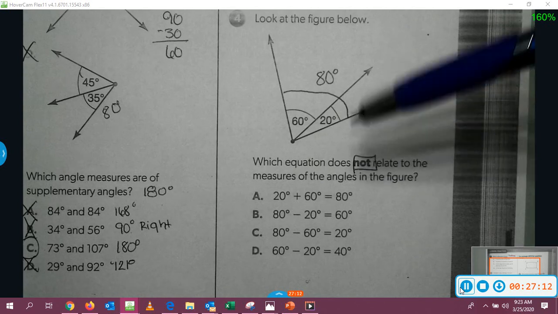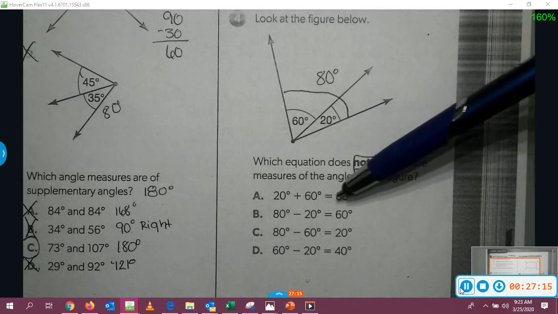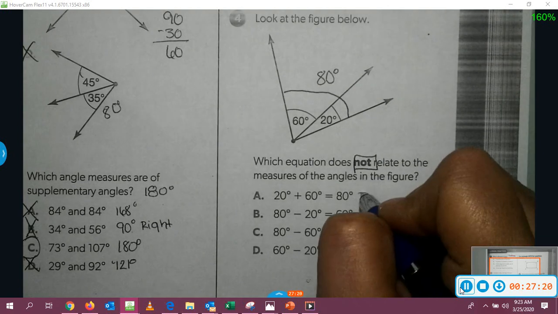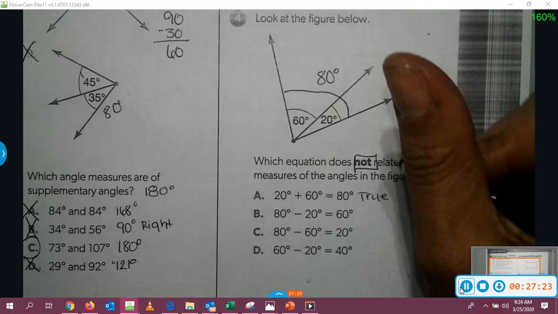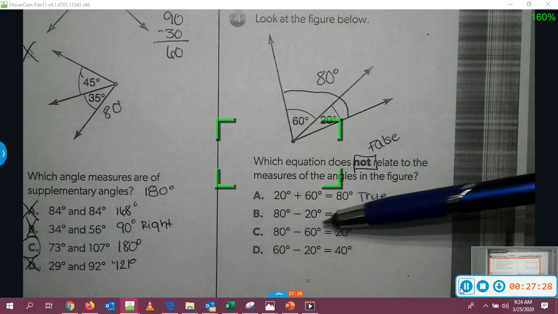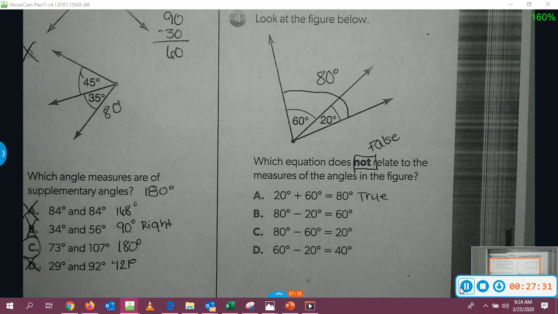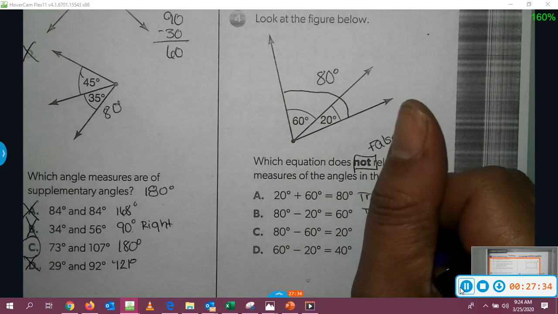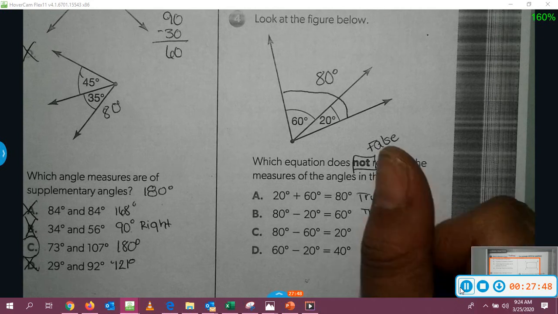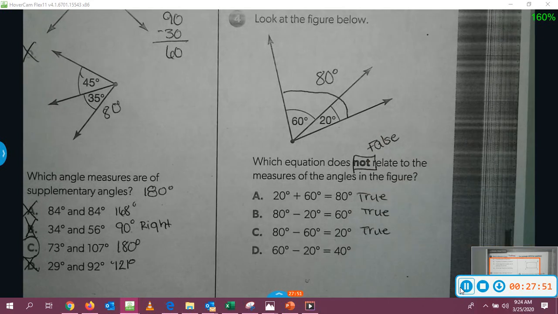Okay, so here we go. 20 plus 60 equals 80. Is that what that says? 20 plus 60 equals 80? That checks out. So that's true. We're looking for the one that's not true, which is also false. 80 minus 20 equals 60. Is that true or false? That will be true. 80 minus 60 equals 20. That is true. Right. You're absolutely correct.